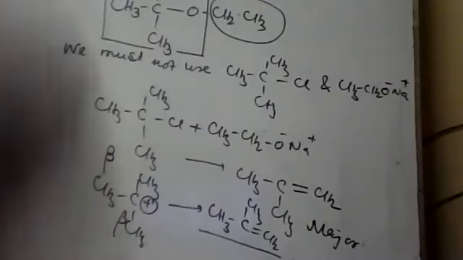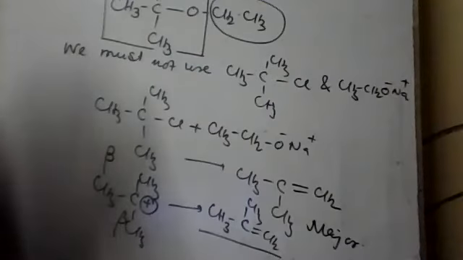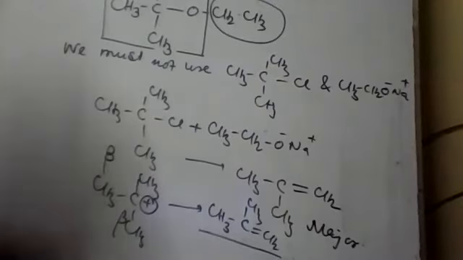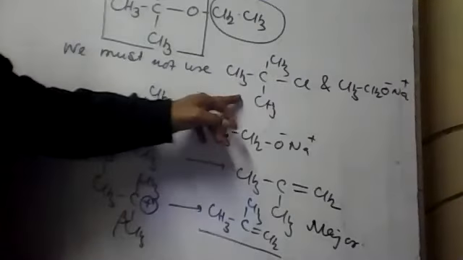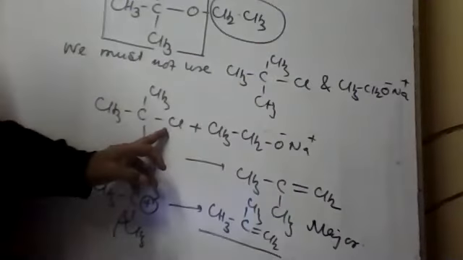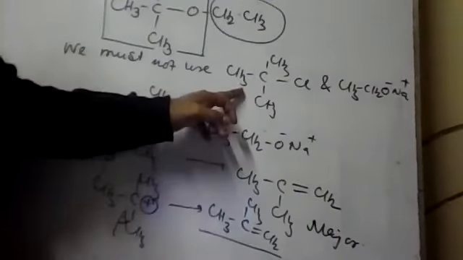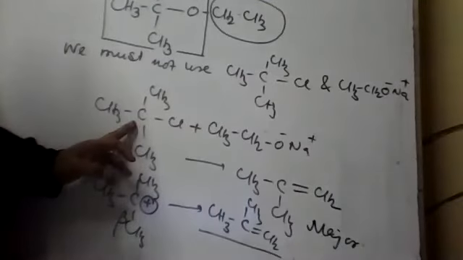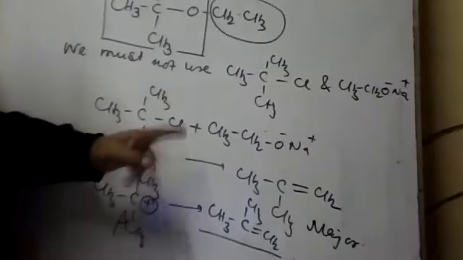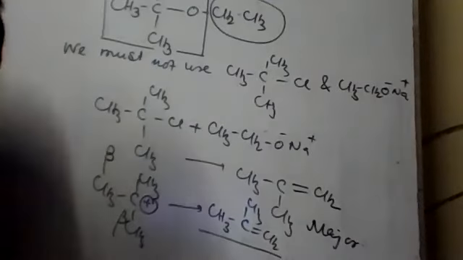Suppose you see in your NCERT book it is given to prepare 2-methoxy-2-methylpropane, which haloalkane and alkoxide should be used. We must not use tertiary butyl bromide and sodium methoxide, nor tertiary butyl chloride. We must use sodium tertiary butoxide and bromomethane or chloromethane. Clear?